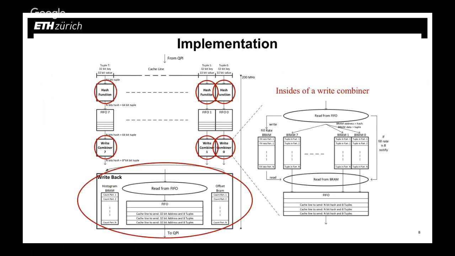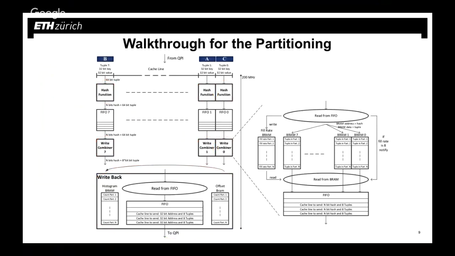All right, now that we are somewhat familiar, let me actually walk you through how this pipeline works for partitioning data. So when a cache line is received, the tuples first go through the hash function to determine their partitions, and in this example, we are assuming that the hash function is the alphabetical position of a letter. So all the tuples are hashed in parallel, as you can see.